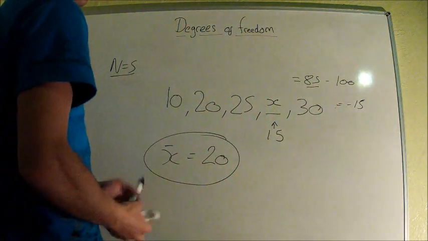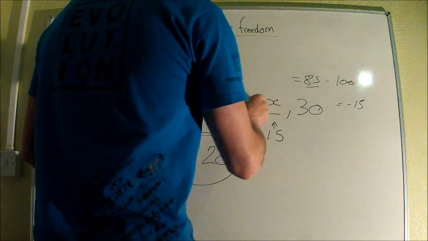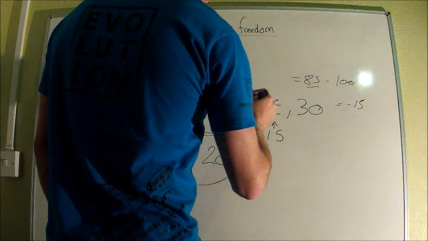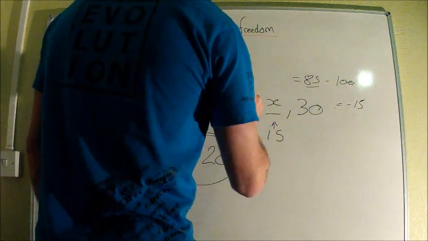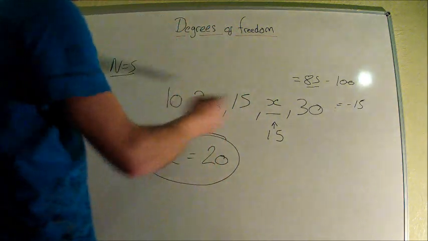Any of these other values are free to vary as long as they add up to this 85. So for example, this 25 could be a, let's make that a bit easier to add up. So that could be a 15, and this value could be a 30, as long as they all add up to 85.